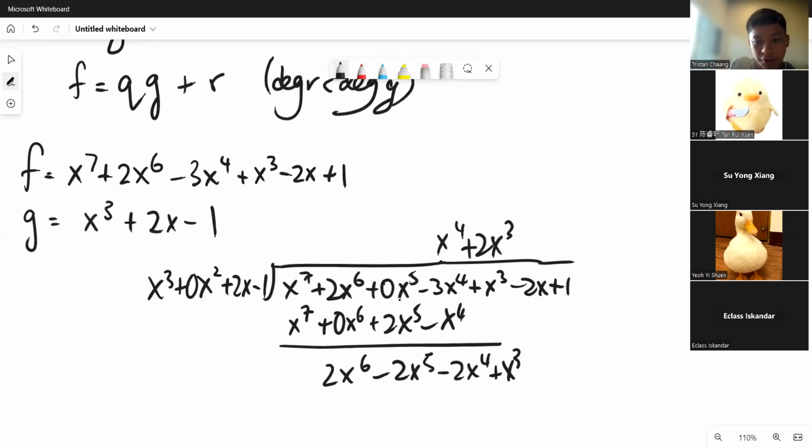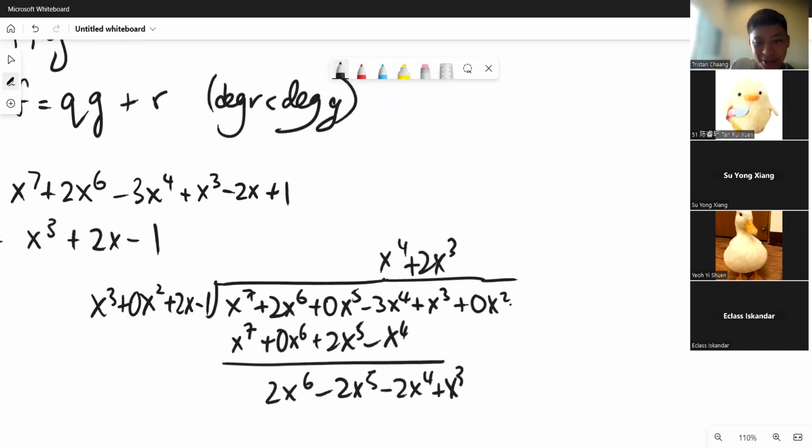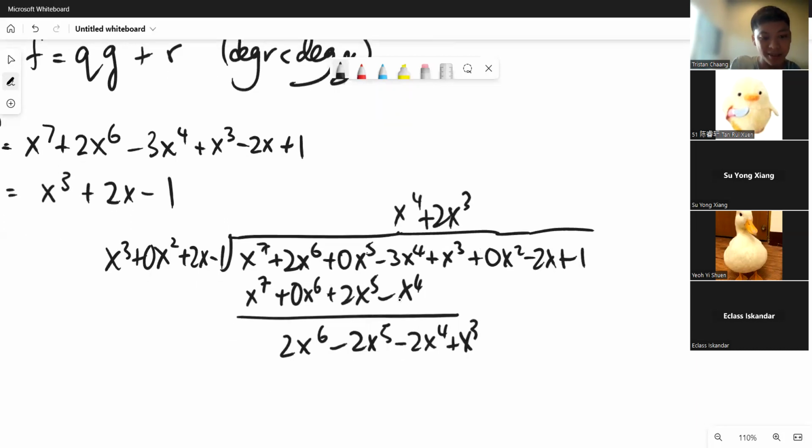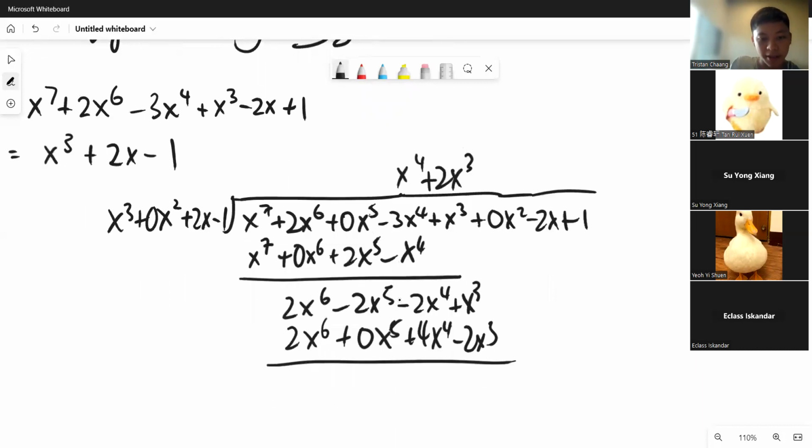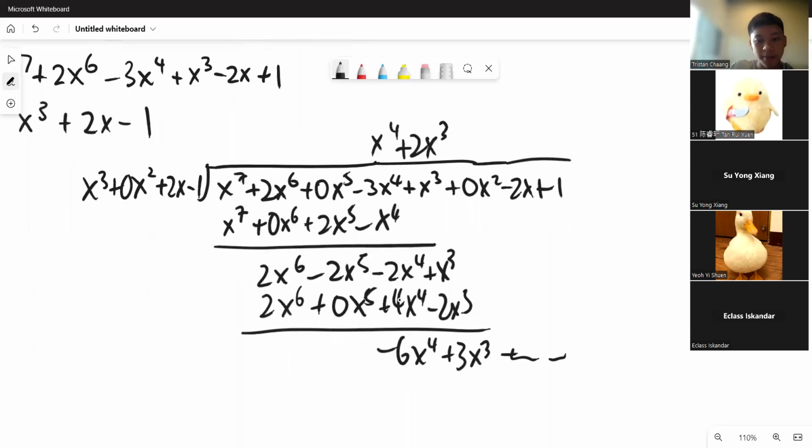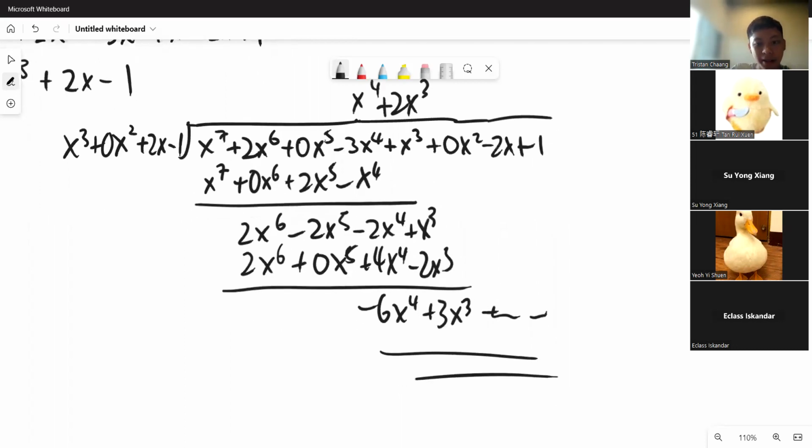Oh, hang on, I forgot to put the x^2 term. I used a very complicated example, but I think you get the idea. 2x^6 plus 0x^5 plus 4x^4 minus 2x^3, and then you subtract, there will be minus 6x^4, and so on and so on, right? I think I will do it three more times until I get to the very end.